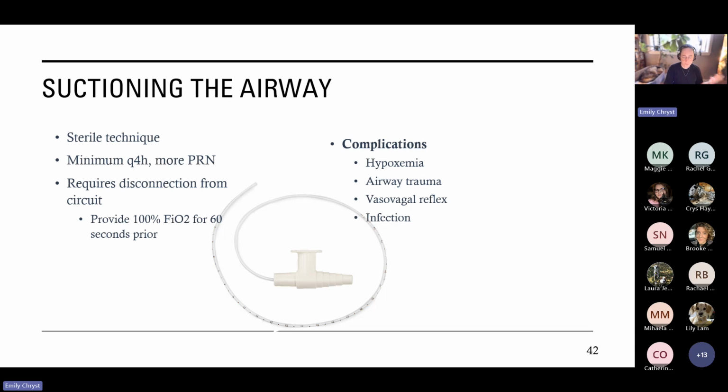And then, of course, because we're introducing something into the airways, not only the proximal third of the trachea is considered non-sterile, the distal 2/3 is considered sterile. So we could introduce infection if we're not doing this carefully and sterilely.